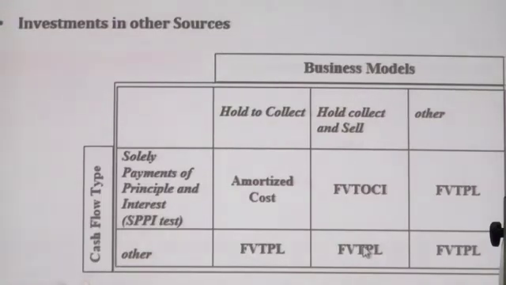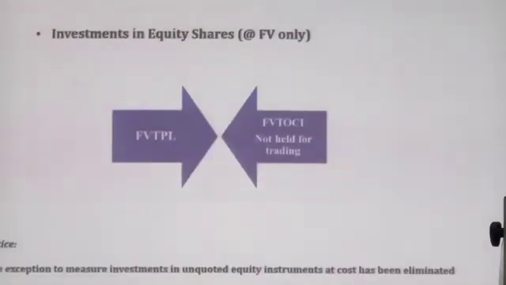Right. Then let's move into the investment on equity. Only 2, fair value through PNL and fair value through OCI. If it is not held for trading, fair value through OCI. Notice the exemption to measure investment in unquoted equity instruments at cost has been eliminated. Any investment on equity, purchase of ordinary shares, if it is a financial asset, it should be measured at fair value only.